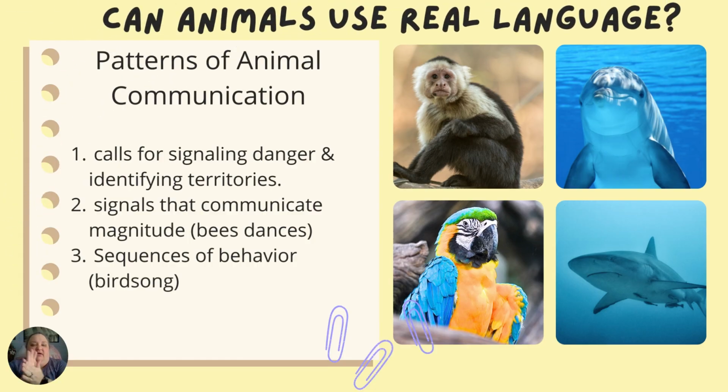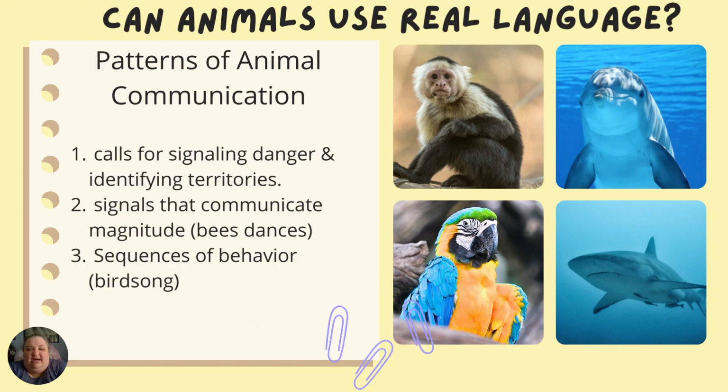And then we talk about how animals communicate. So do they use language? Well, it says real language. Real language is something that different people have different views on. So just be aware of that. We have patterns of animal communication. Your book has 3 different ones. I find them kind of interesting.